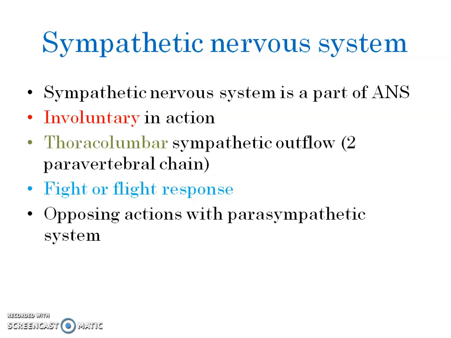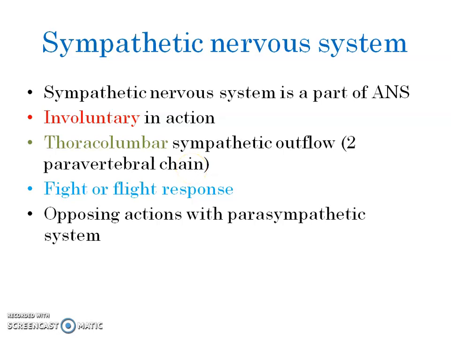So as it has to carry the information from the spinal cord, the origin of the sympathetic nervous system is in the thoracolumbar region, the thoracic and the lumbar part of the spinal cord. And it has two paravertebral chains, that is parallel paravertebral chains present on either side of the spinal cord.